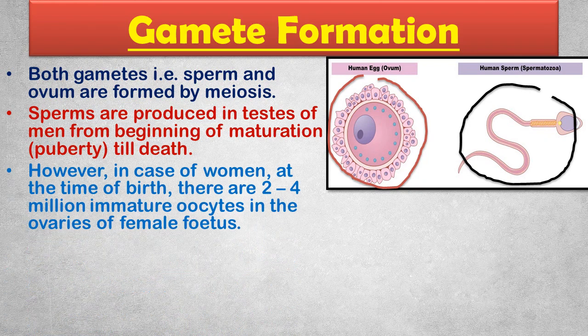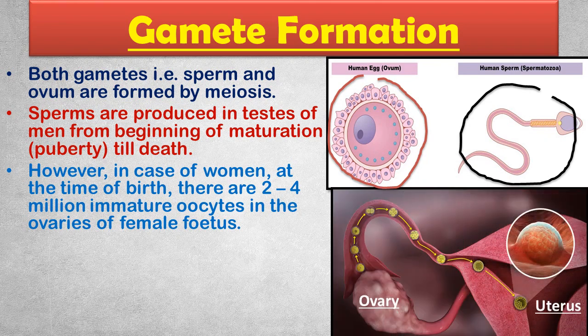However, in the case of a woman, at the time of birth, there are 2 to 4 million immature oocytes in the ovaries of the female fetus. I have explained in an earlier video that oocytes are the immature or developing egg cells, or female gametes.